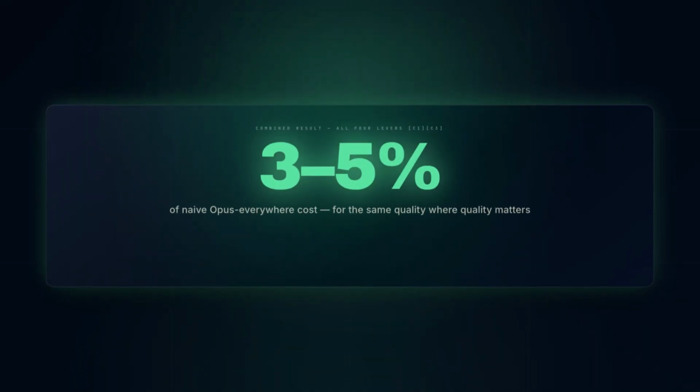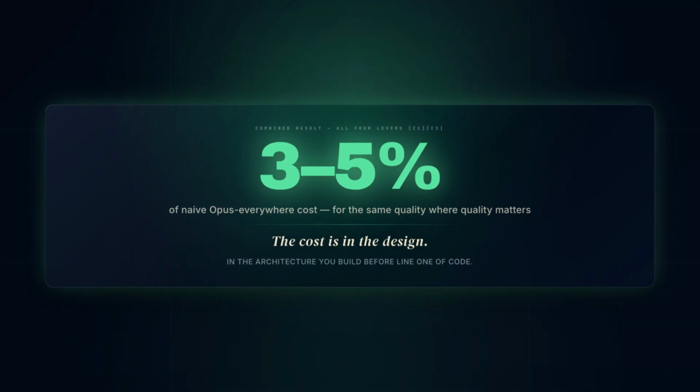Combined, 3 to 5% of the cost of a naive Opus everywhere synchronous pipeline with no caching for the same quality where quality matters. The cost is in the design, not in the discount you negotiate. In the architecture you build before line 1.